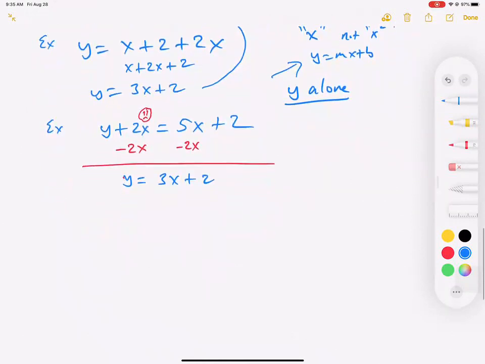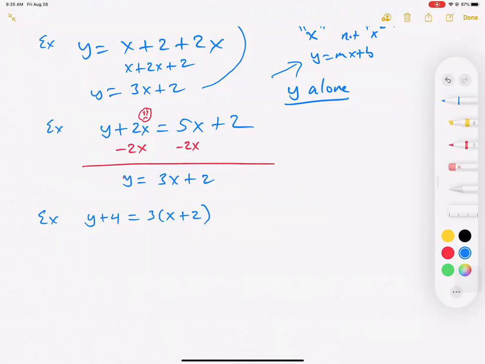Now let's do one more super messy one. Y plus 4 is equal to 3 times (x plus 2).